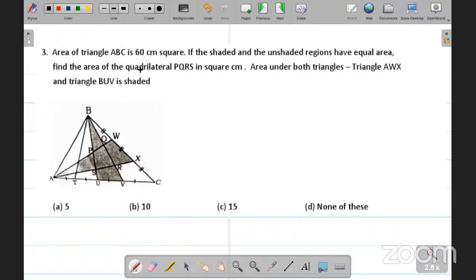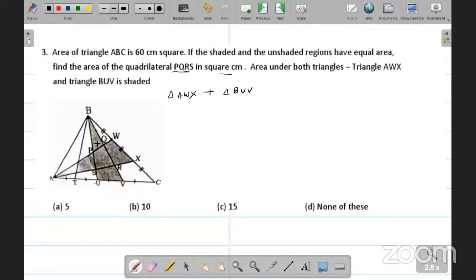Yes, sir. So area of triangle ABC is given to be 60 centimeters square. If the shaded and unshaded regions have equal area, find the area of quadrilateral PQRS in square centimeter. Now, you would appreciate what is shaded area here? Shaded area is area of triangle AWX, A, W, and X here, plus area of triangle BUV. This is what the shaded area means.